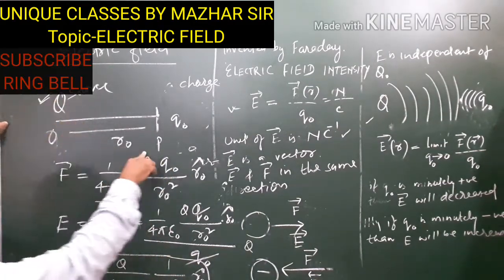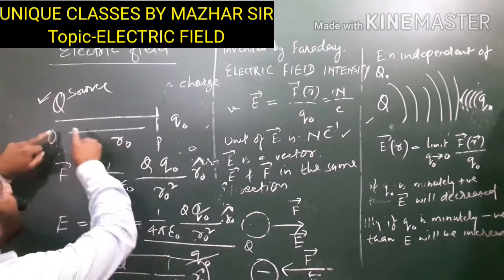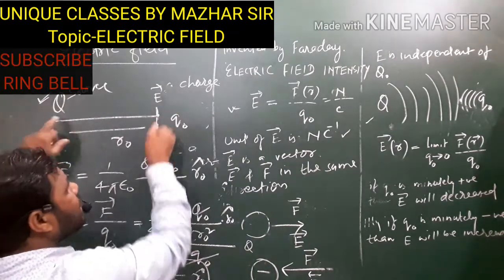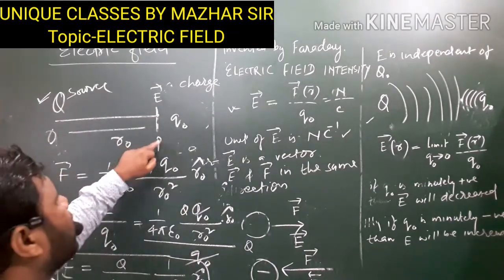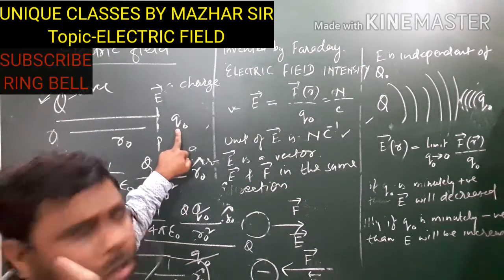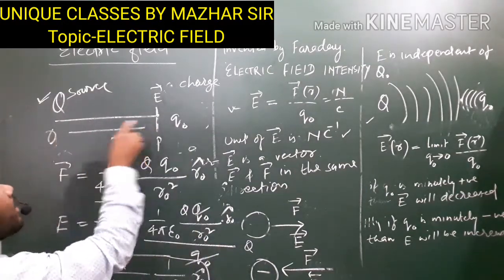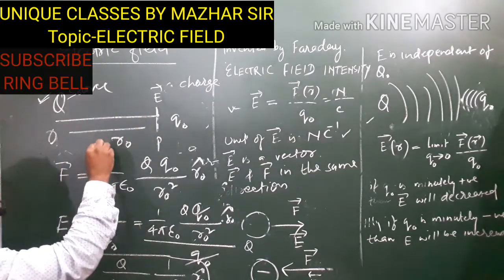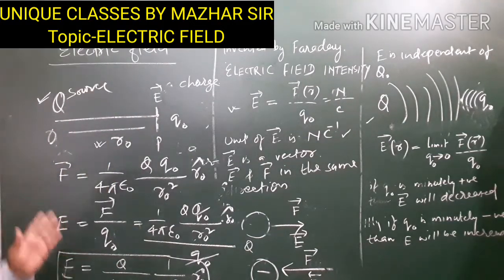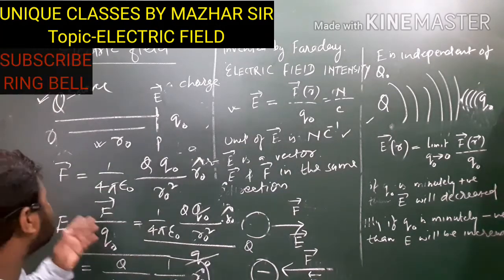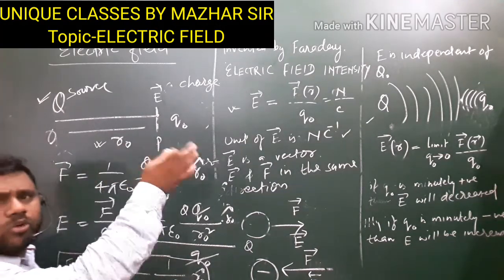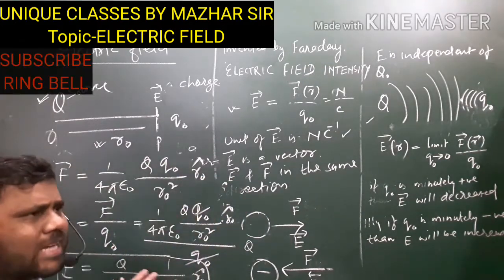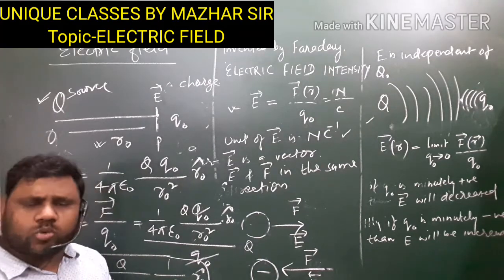This is the source charge at O, and I have to measure the electric field intensity E at this point. What is the name of this point? It is P, and I have taken here the q naught charge. Now I have assumed that the distance between these two charges is r naught. As we know from Coulomb's law, what is Coulomb's law? The force of attraction or repulsion between the two charges would be proportional to the magnitude of the product of their charges, and inversely proportional to the square of their distance.